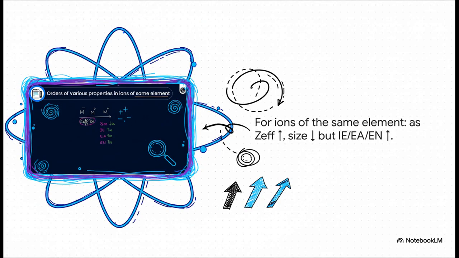All right, let's put it all together. Quick-fire round. First up, ions of the same element. Look what happens as you go from a negative ion on the left, which has extra electrons, to a positive one on the right, which has lost electrons. The effective nuclear charge felt by those remaining electrons goes way up. And the result? The ion shrinks, and bam, all those properties related to pulling power, ionization energy, electron affinity, and electronegativity, they all go up too.